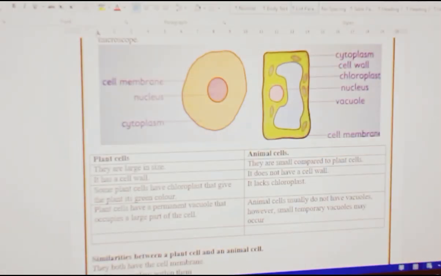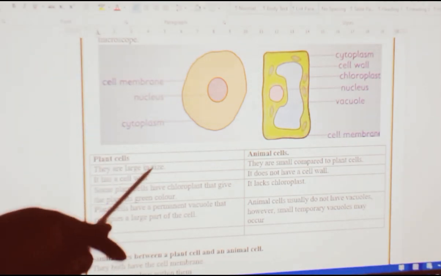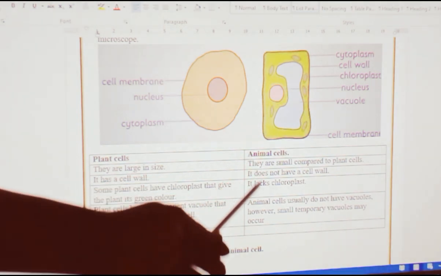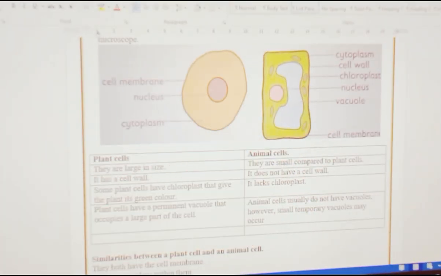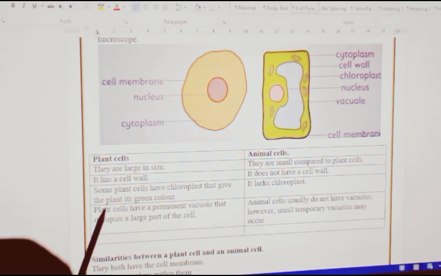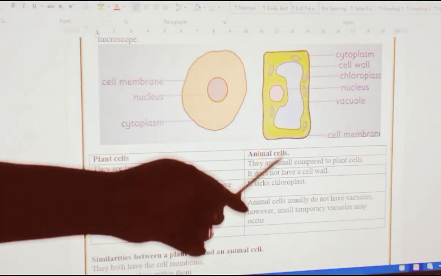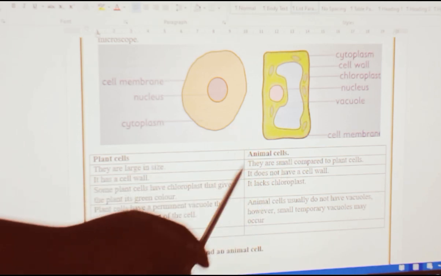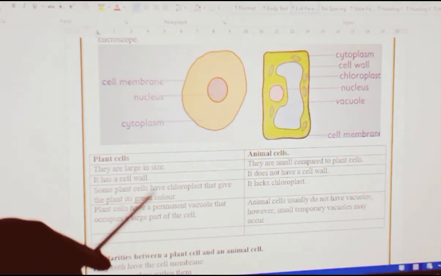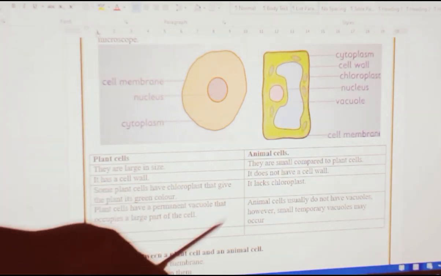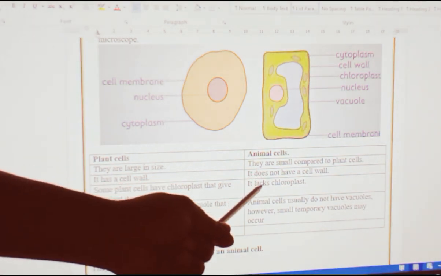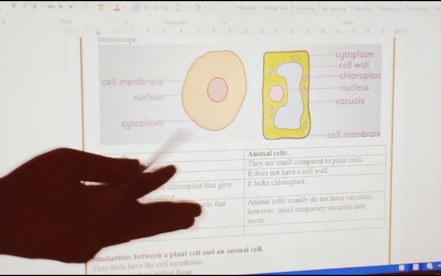Now let's see the differences. Plant cells are very large in size, and animal cells are small, so their sizes are different. The plant cell has a cell wall, but the animal cell has no cell wall. Some plant cells have chloroplast that gives the plant its green color, while animal cells lack chloroplast.